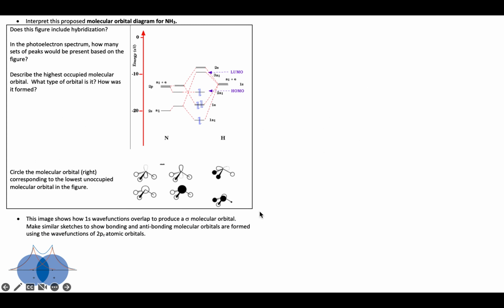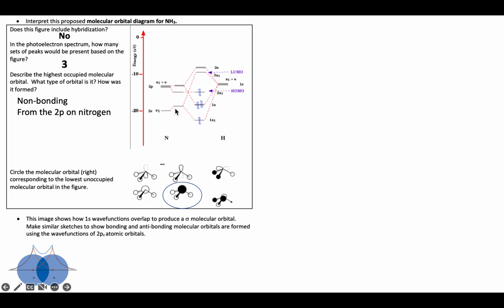This one was looking at aspects of MO theory. Most people answered the second question. An interpretation here for the first one, proposed molecular orbital diagram for NH3. Does the figure itself include hybridization? If I track through, it does not.